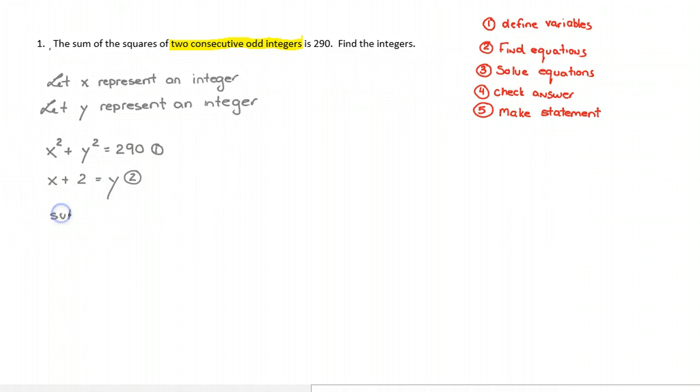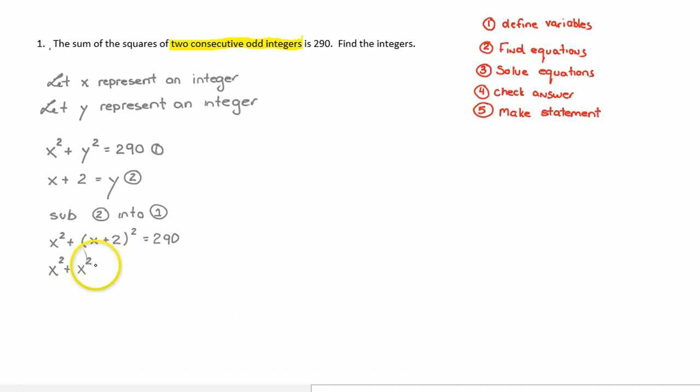So we'll sub 2 into 1. And so we'll do this: x squared plus bracket x plus 2 squared is equal to 290. Now I'm going to expand this because I recognize I have a quadratic here in some form, and let's expand this out so we can get a better look at it.